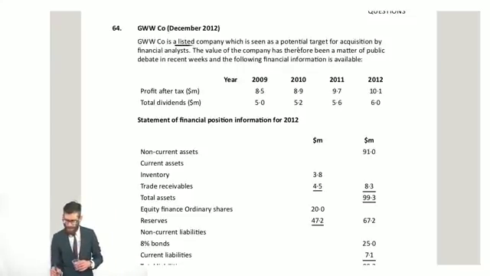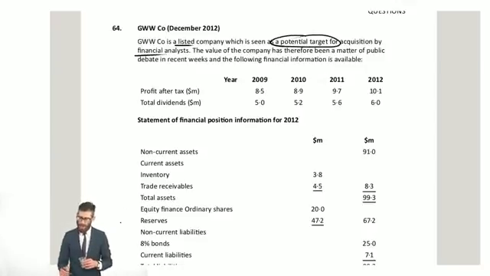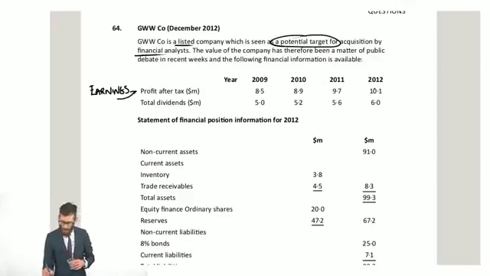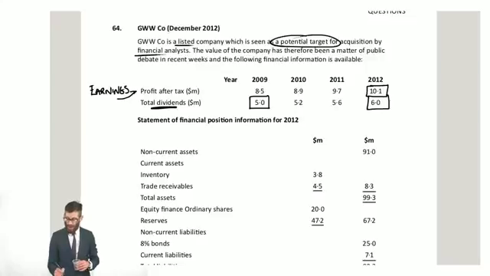GWW is a listed company which is seen as a potential target for acquisition by financial analysts. The value of the company has been a matter of public debate, and we have got our earnings provided for us here. Our earnings are currently 10.1 million. And we've got historic earnings of 8.5 million, which actually we don't need. We've got total dividends, we don't need to worry about dividend per share, that are currently 6 million. Historically, we'll need to know, were 5 million, and that was 3 years previously.